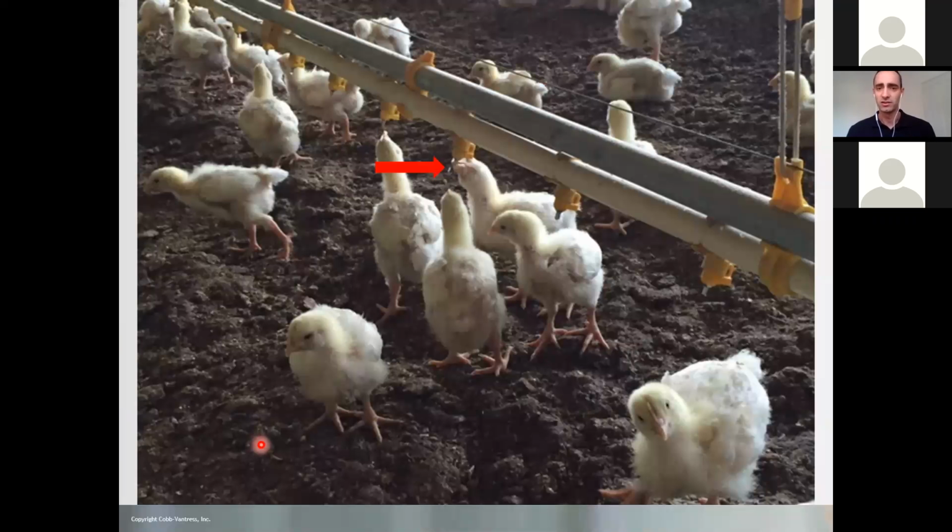So this is just a picture. It's very difficult to capture this, but basically these drinker lines were a little bit low for this bird. And you can see it's drinking to the side, and you can see there's bits of water that are splashing out onto the litter, and you can already see in this picture how wet this house's litter is.